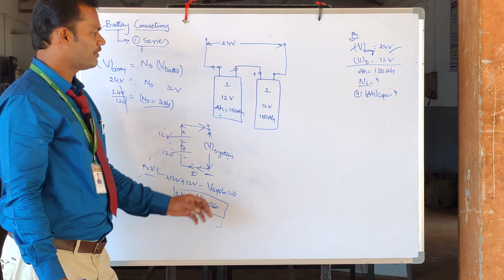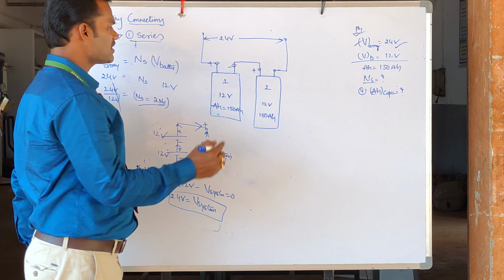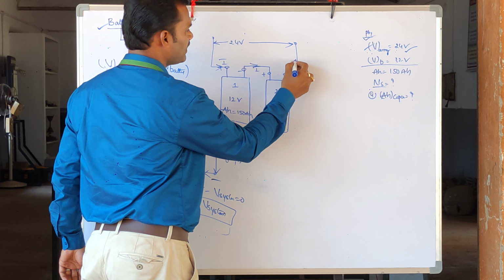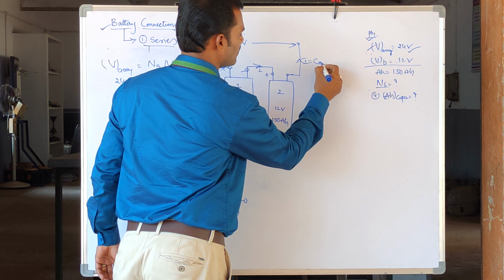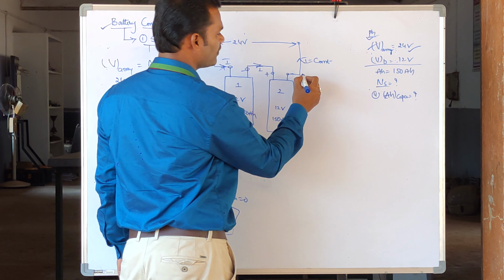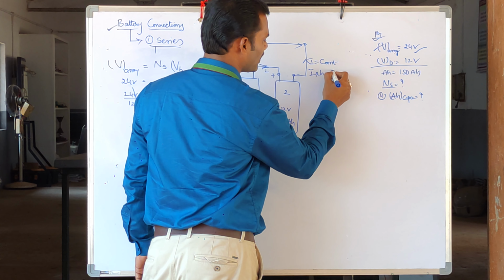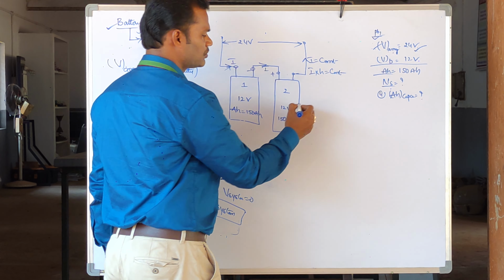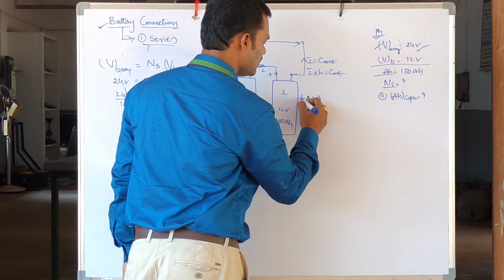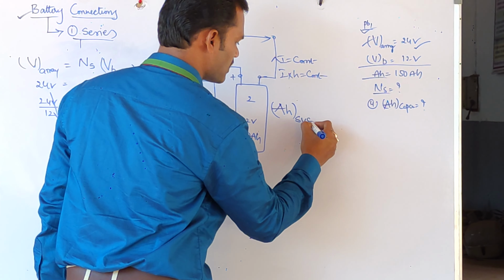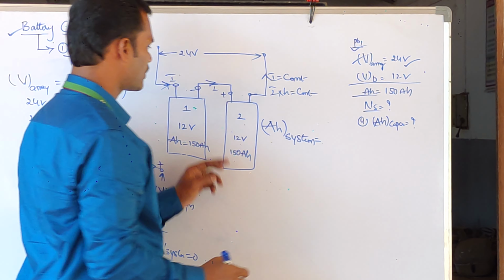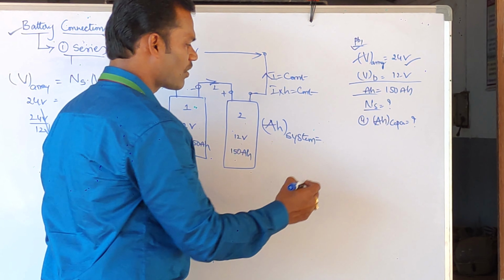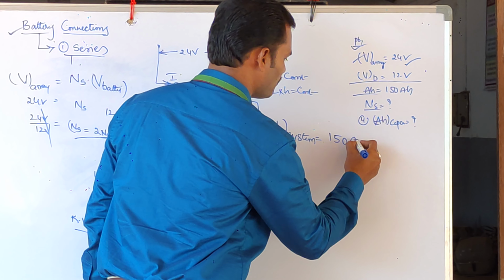So next, we need to identify the Ah. What is constant now? The current flowing into this battery and the current in this battery. What is constant now in a series connection? Current is constant. Therefore, current into hours is also constant. Therefore, what is the Ah capacity of the system? Current is constant, automatically the Ah is also constant, which is nothing but 150 Ah.